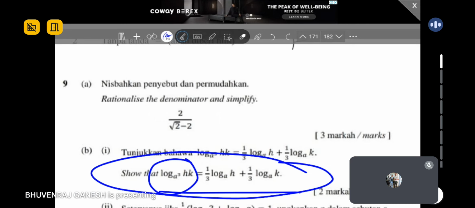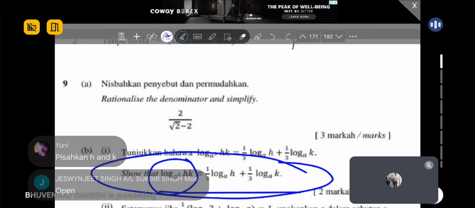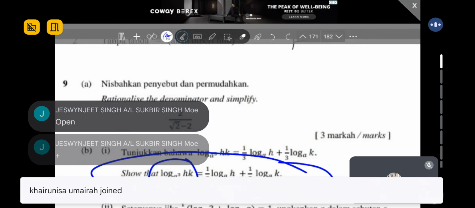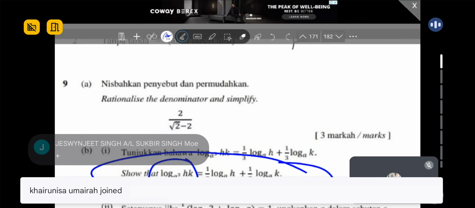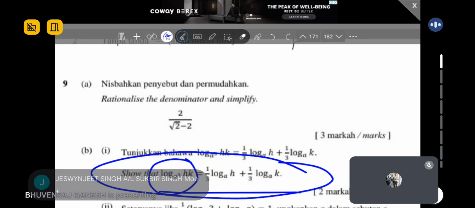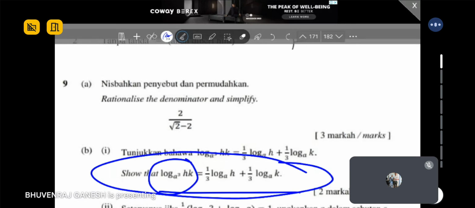What is the rule I need to use? Apa petua kamu kena guna? Selalu fikir guys, bila soalan log keluar selalu fikir, petua apa saya kena guna? What rule I must use? Because only the rules can help you to answer the question.